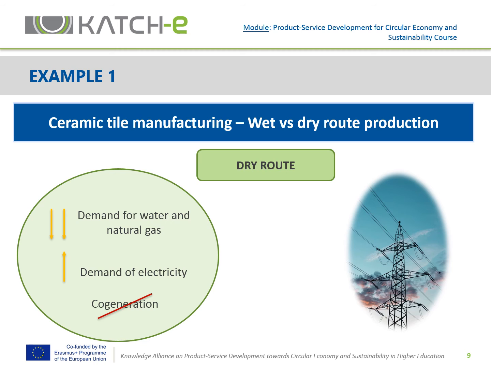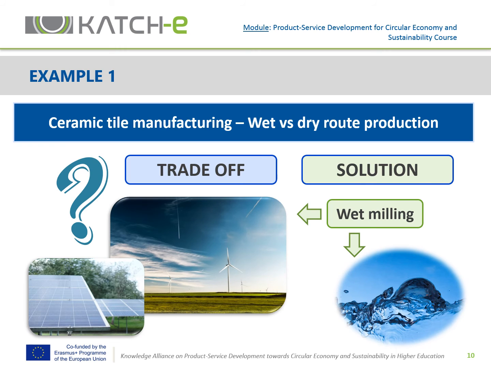Then, the dry route might seem a very promising alternative to reduce the high consumption of water and thermal energy, but it increases the electric energy required. And it wouldn't be possible to have a cogeneration system. So, once here, what is the best alternative? The wet route with high consumption of water and natural gas but exporting cogenerated electricity to the power grid, or the dry route with less consumption of water and natural gas but higher consumption of electricity? This is what we call a trade-off.